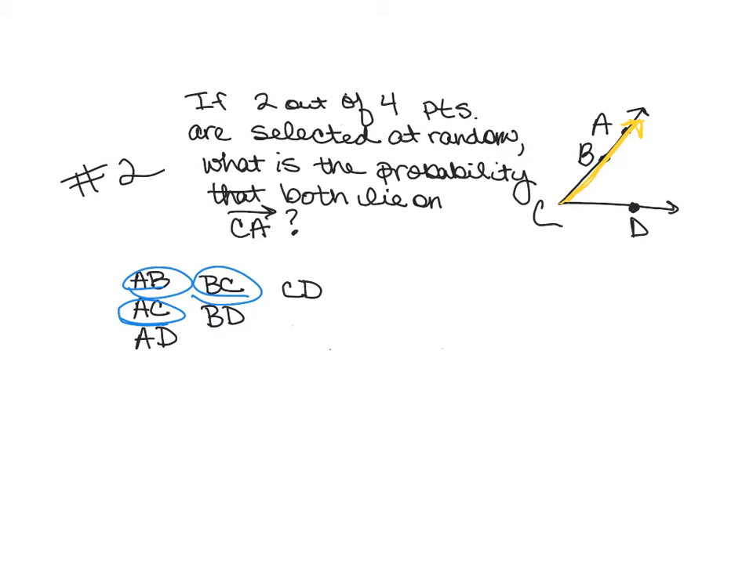And it does not. So now to write our ratio of winners over possibilities, we have 3 winners that we circled in blue out of a total of 6 possibilities. So what is the probability that both points would lie on ray CA? The answer is 1/2.